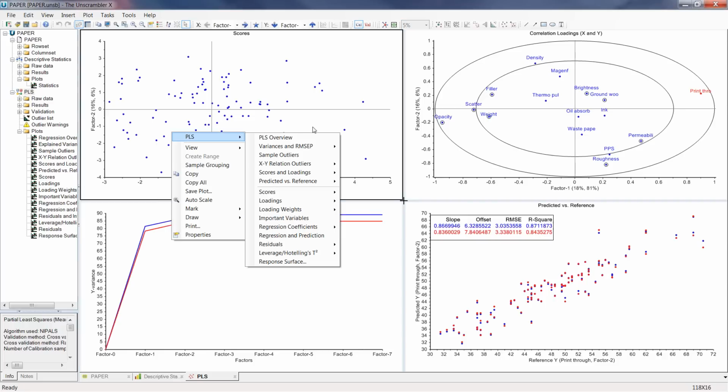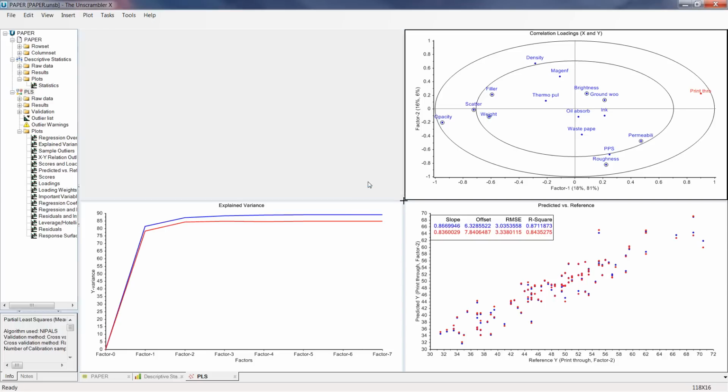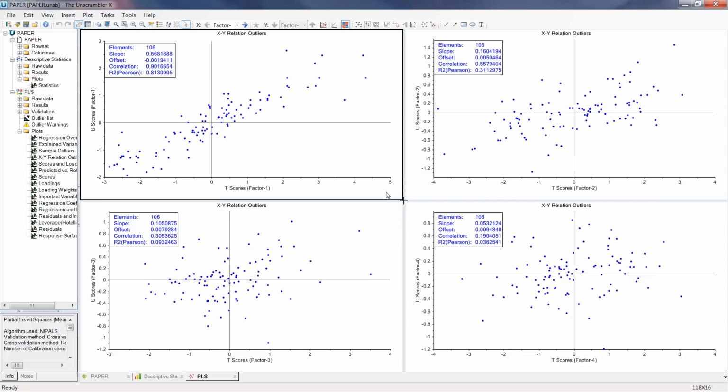One thing we can look at for that is if we look at your XY relation outliers, this will help you choose the number of factors that you want to consider. And you can see here that there's a fairly linear direction of this data in factor 1. It's starting to degrade in factor 2. And then factor 3 and 4, it just looks like a scatter plot. So there is no real relation to Y in factors 3 and 4.